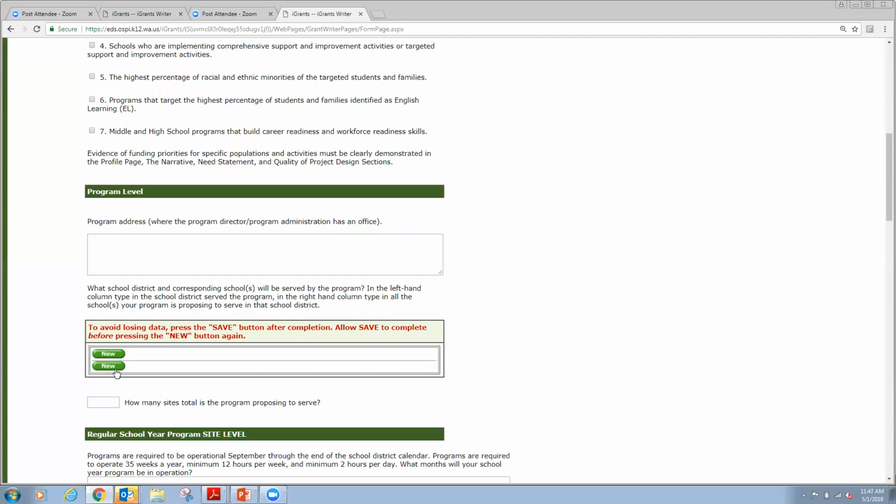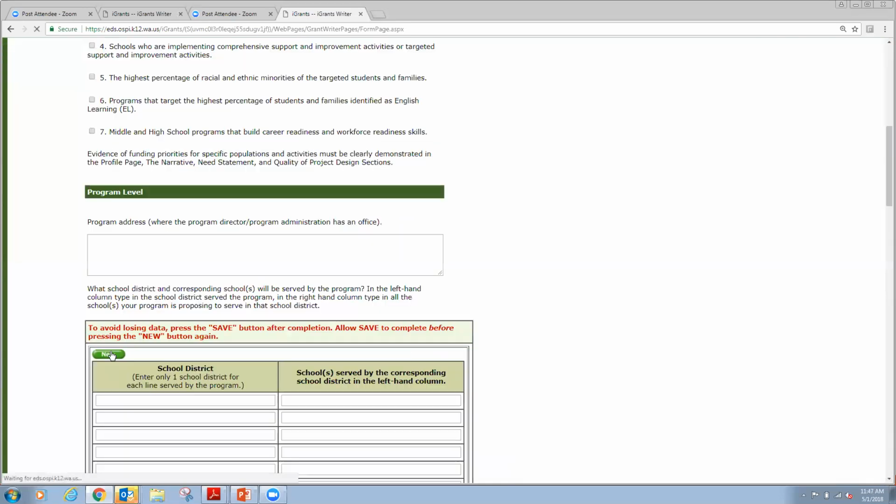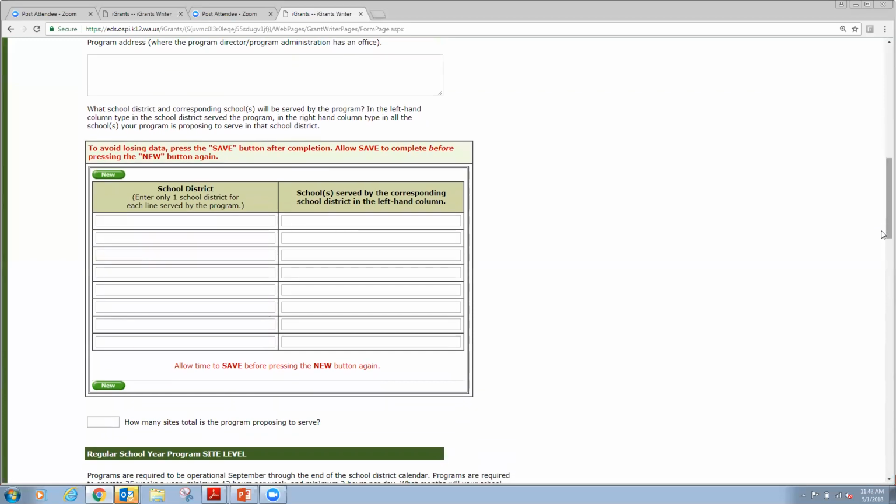So this new button here is new this year. And it's strategically put here because we need to know specifically which school district on the left-hand side is going to be corresponding or serving the schools. Therefore, what we're instructing people to do is put a school district on the left-hand side, and on the right-hand side, where it says schools served by the corresponding school district in the left-hand column, we need you to put all of the schools over here that are going to be served by that school district.